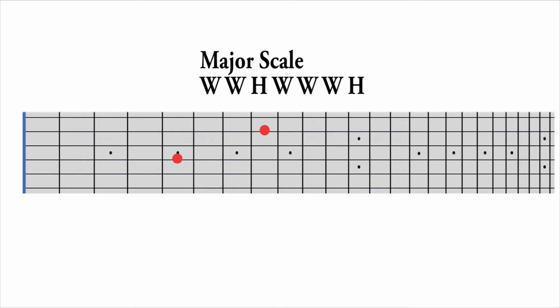So starting on the root note on the D string at the 5th fret, and following the formula of whole, whole, half, whole, whole, whole, half, we're going to move up 1 whole step on the same string. And from there we move up another whole step onto the next string. And then a half step on the same string. Then a whole step on the same string. Then a whole step over to the next string, followed by another whole step on the same string. Then a half step on the same string. And that brings us to the octave.